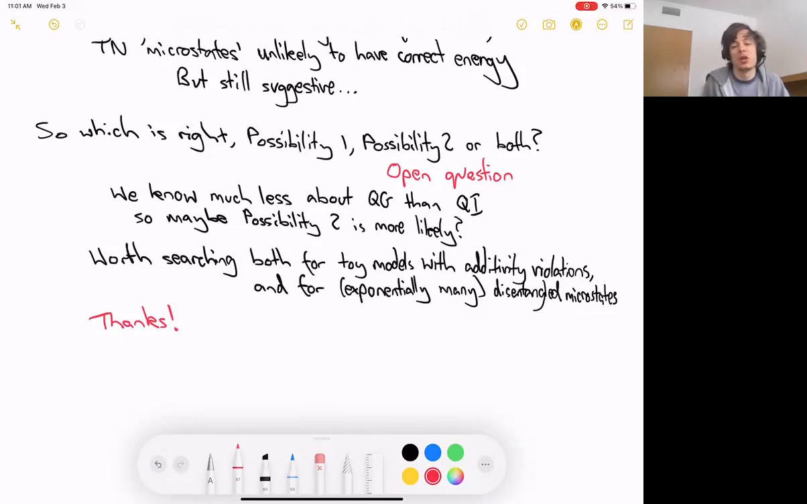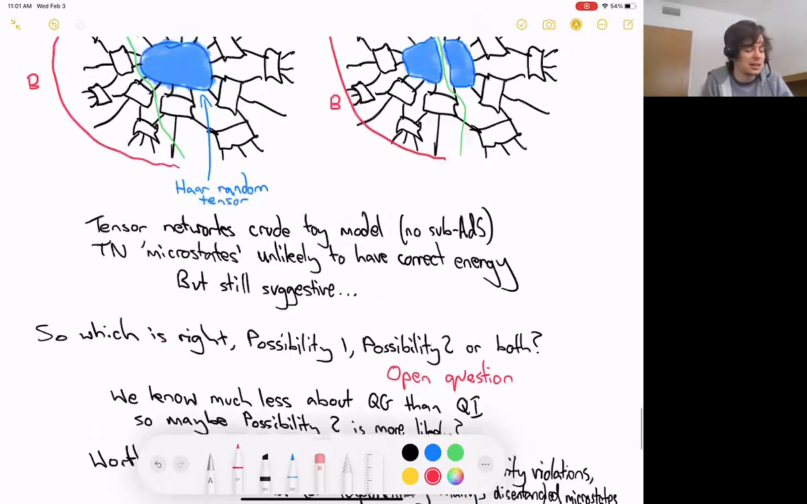So yeah, if I had to bet on one, I'd bet on possibility 2, but certainly it seems worth encouraging anyone who wants to, both to try constructing toy models of gravity in which we could find additivity violations. The most obvious toy model is tensor networks, and obviously those don't have additivity violations, the crudest toy models anyway. Or to try looking for what these disentangled microstates could be. On some level, this is something a lot of people have already been doing with fuzzballs and firewalls and so on.